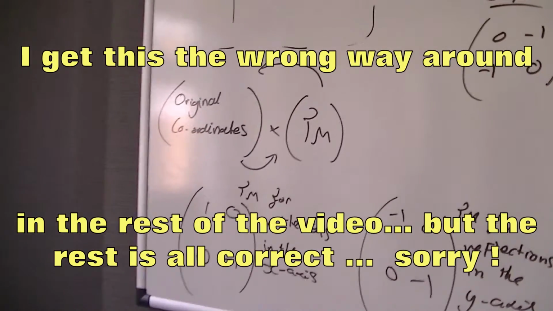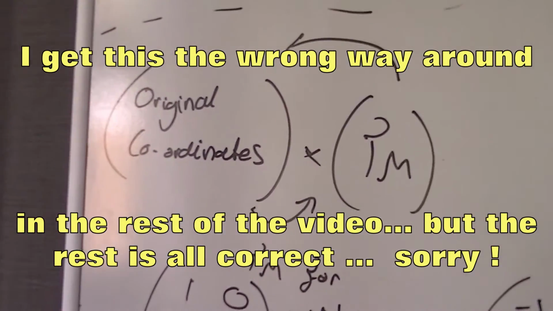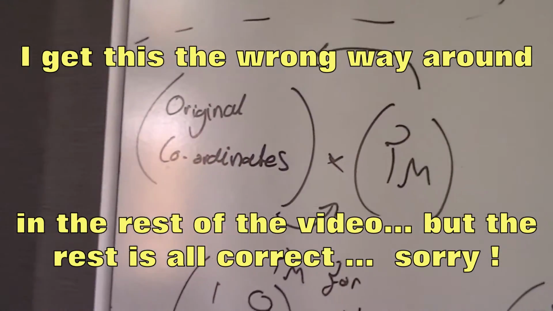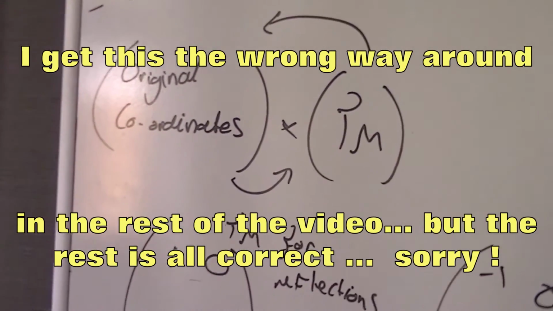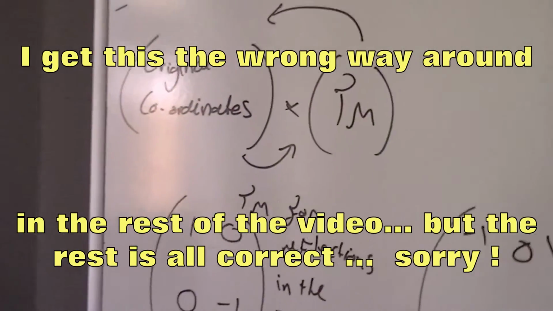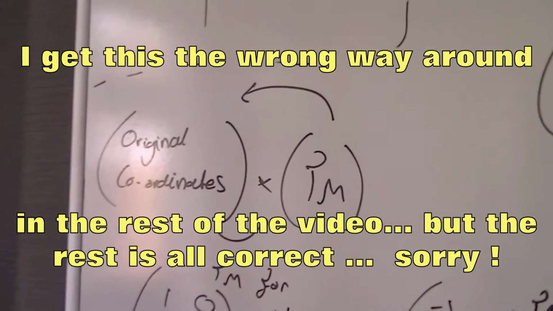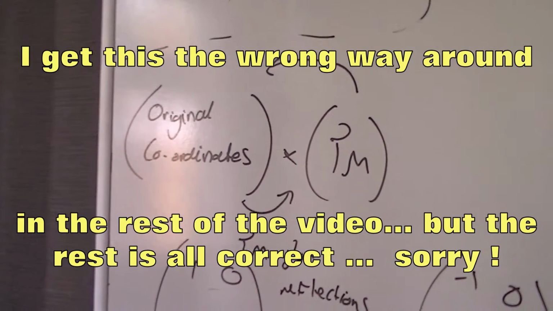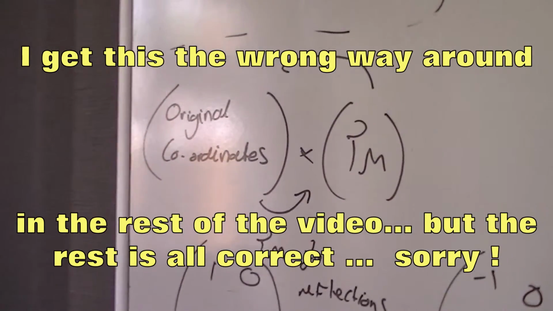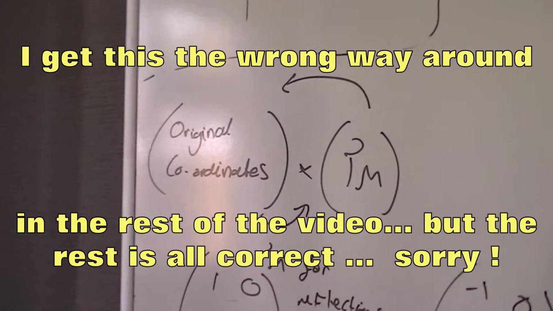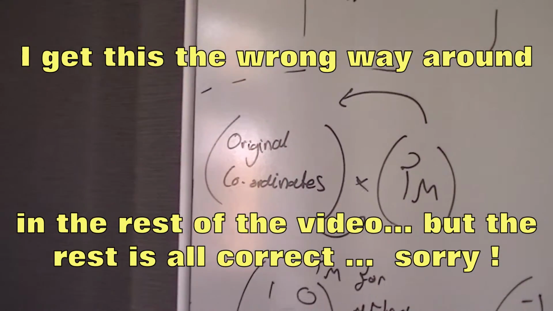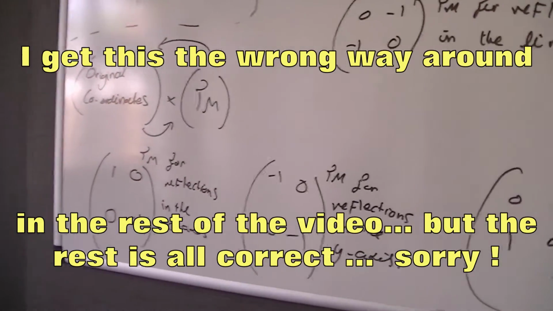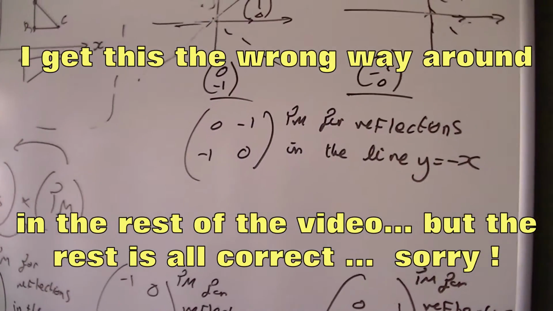So sorry, probably should have made this a bit more clear, but I had the transformation matrix and the original coordinates the wrong way round. It should be the transformation matrix times the original coordinates. I did do it that way round in the first video, which was about the reflections 90, 180, 270, etc. They're the only ones. Anyway, it's transformation matrix times the original coordinates. Not what I was going on about, but the rest of that is perfectly correct.